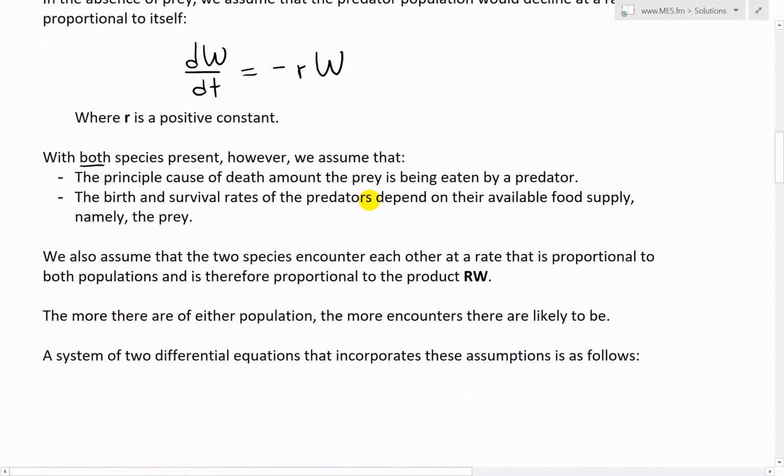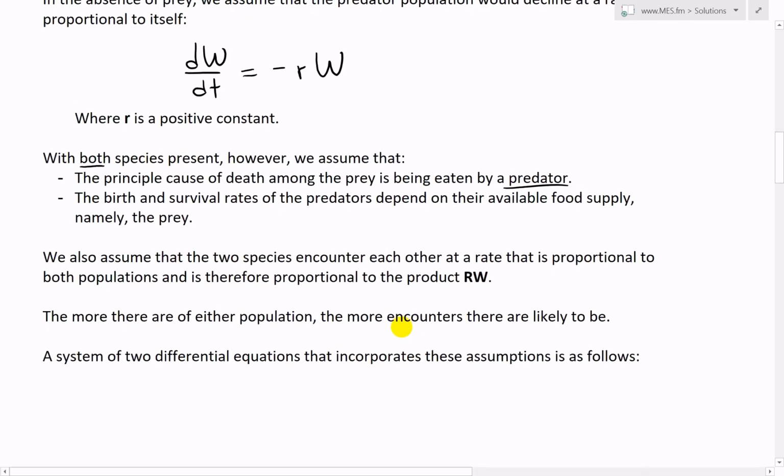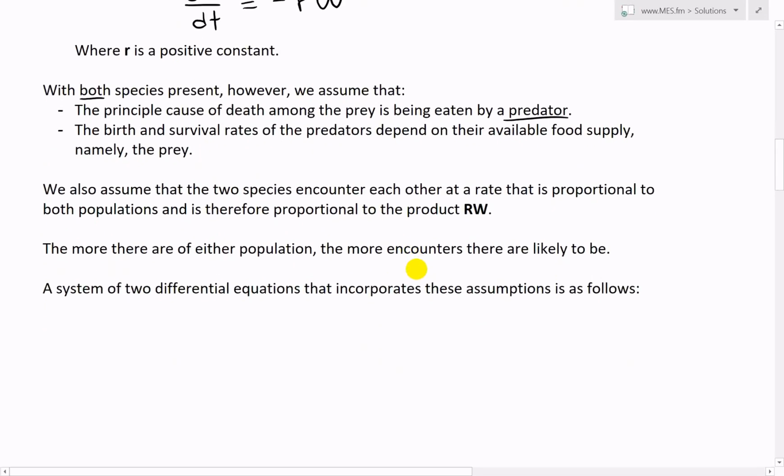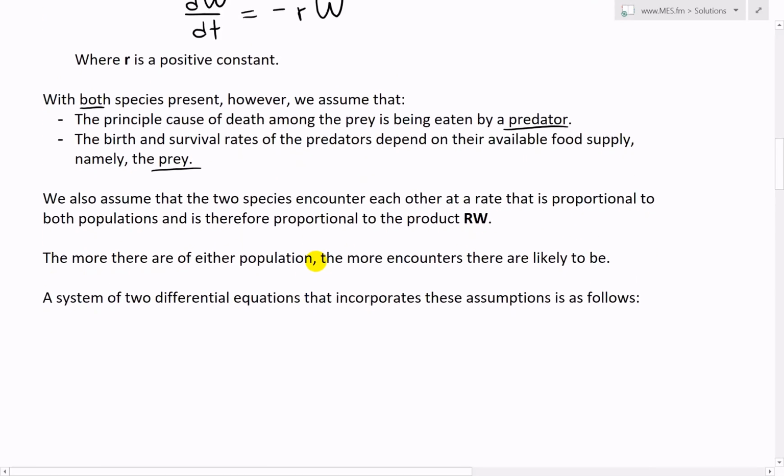So with both species present, however, we assume that the principal cause of death among the prey, yeah, typo, not amount, is being eaten by a predator. So that's the only way we're going to assume, or the main cause, that the prey is dying off: they're getting eaten by the predator. In our case, wolves. So the birth and survival rates of the predators depend on their food supply, namely the prey. So yeah, if there's nothing to eat, you're just going to die off eventually.